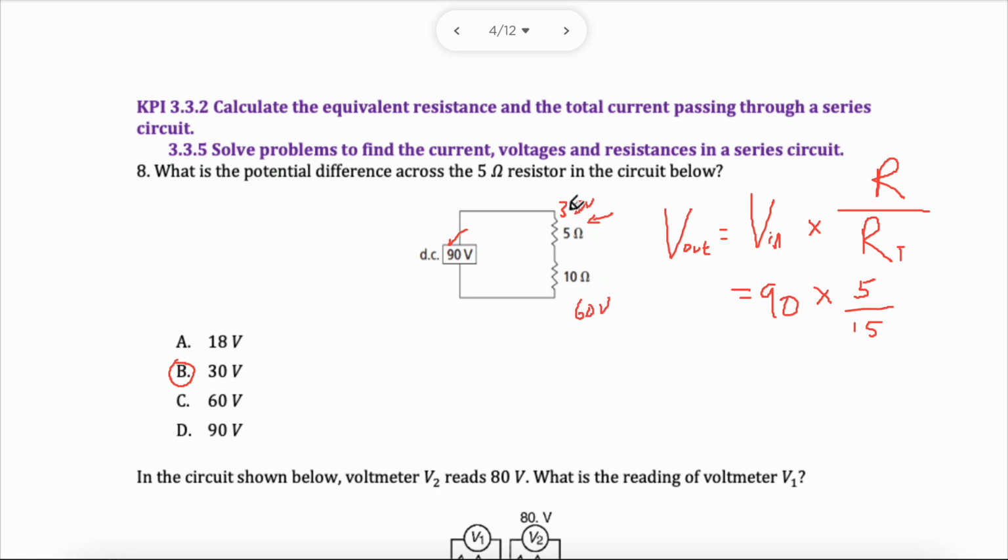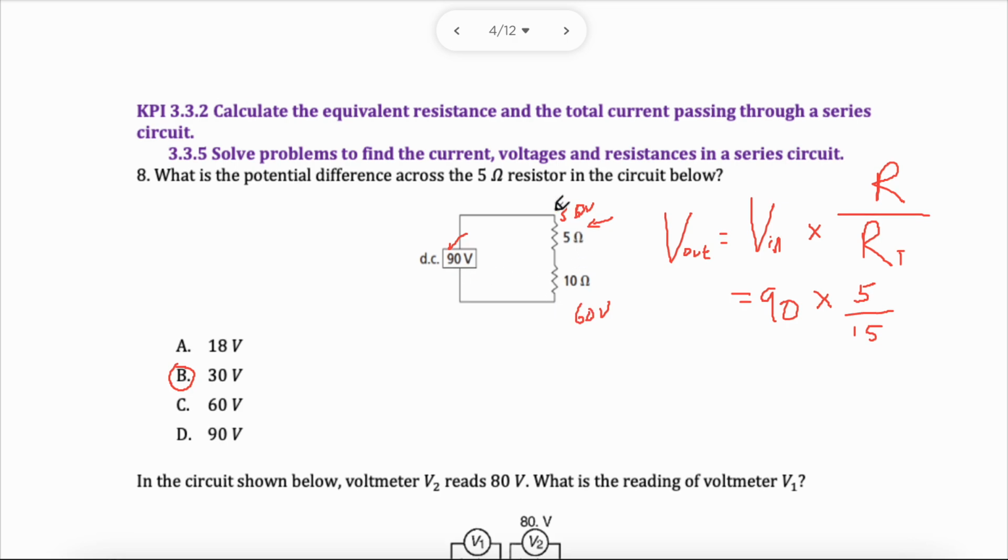How do I know that? Well, this is double this, so double the voltage makes sense. And does it also make sense with the battery? 60 plus 30 is 90. That does make sense. Obviously, this question is only asking for this one. In the exam, I might ask you for something else.